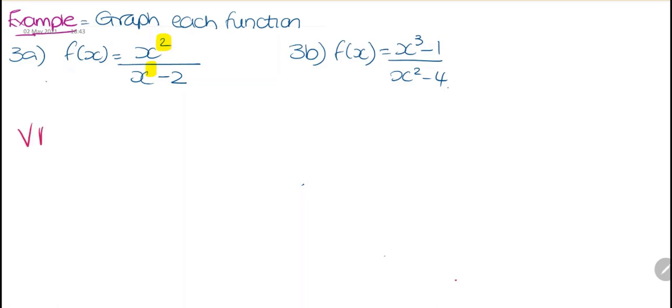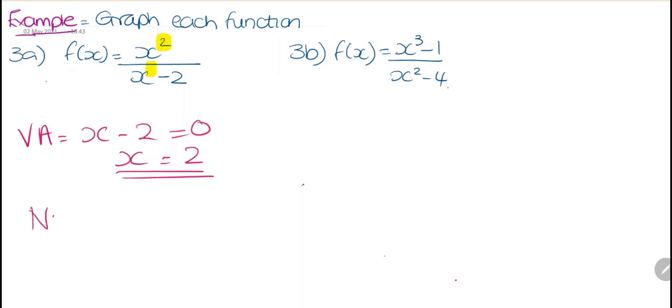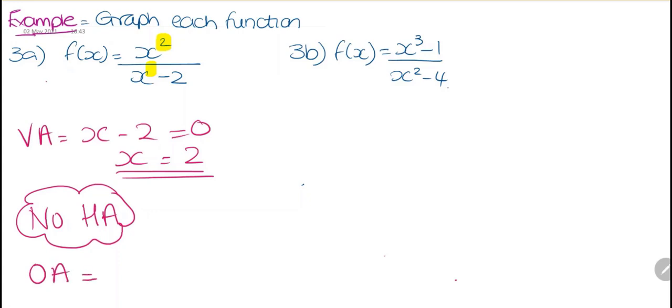So the vertical asymptote, let's do that first. x minus 2, we set that to 0. So x is equal to 2, from the denominator. When the degree is higher on the numerator, there is no horizontal asymptote. But if the difference is 1, there will be an oblique asymptote. I'm going to call it OA for short, and we need to find the equation. So we're going to use long division to find the equation.